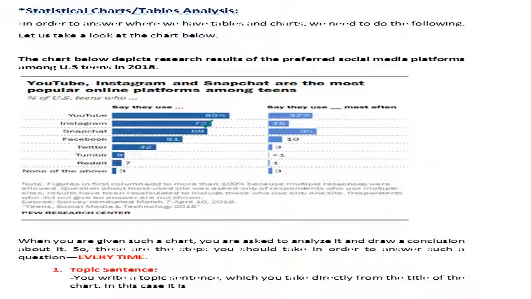We notice now YouTube is the most used among teens until 2018, and then followed by Instagram and Snapchat. Now, how do I analyze this?